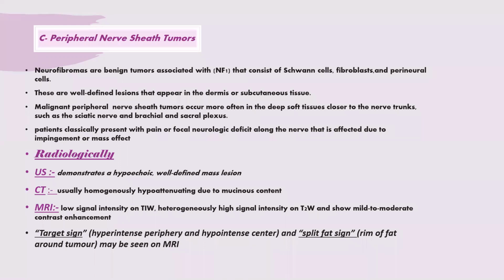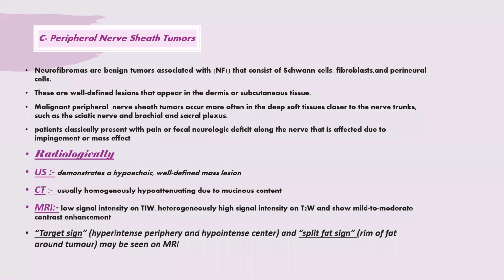Patients classically present with pain or focal neurological deficit along the affected nerve due to impingement or mass effect. Radiologically, ultrasound demonstrates a hypoechoic well-defined mass lesion. On CT, it is homogeneously hypoattenuating due to mucinous content. By MRI, low signal intensity on T1 and heterogeneously high signal intensity on T2, with mild to moderate contrast enhancement.